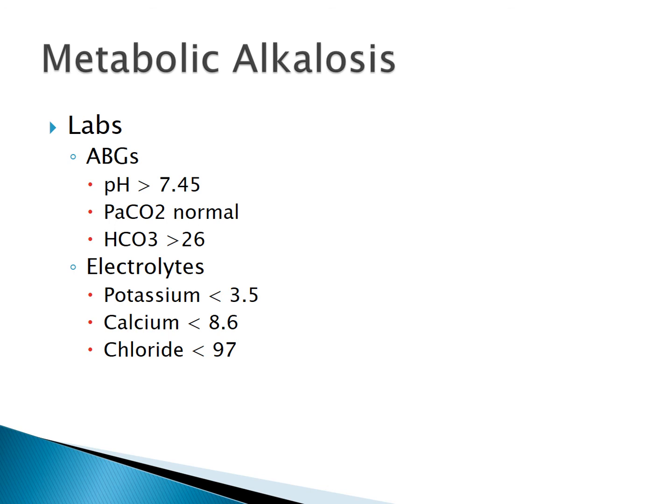Potassium is going to be low, less than 3.5, calcium low, less than 8.6, and chloride low, less than 97. But those ABG results, your pH, your PaCO2, and bicarb, are your main components to identify if somebody has metabolic alkalosis.